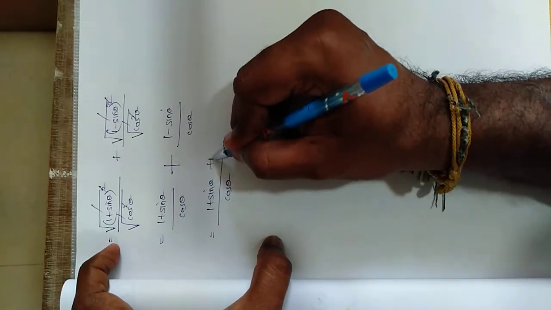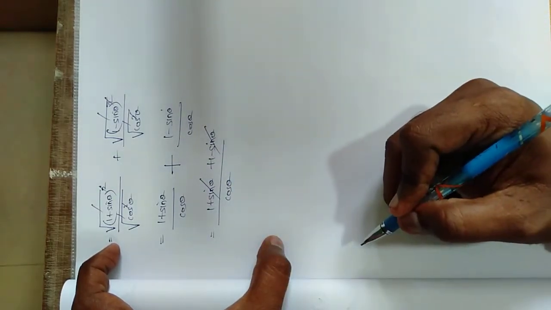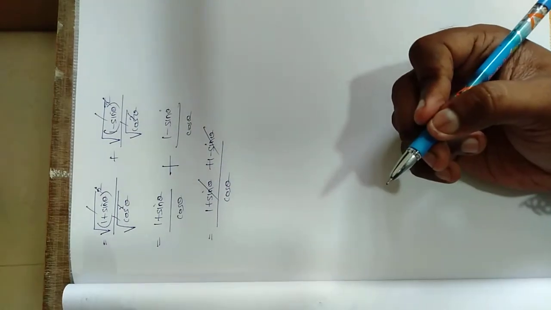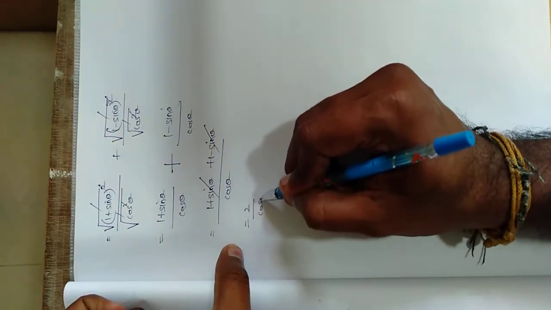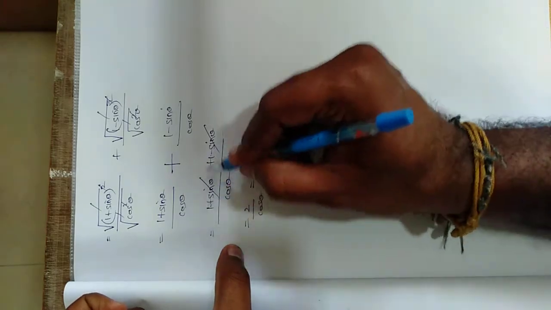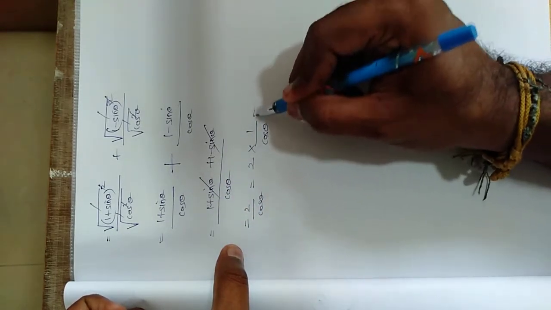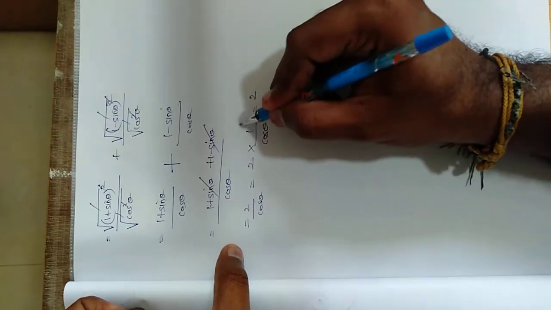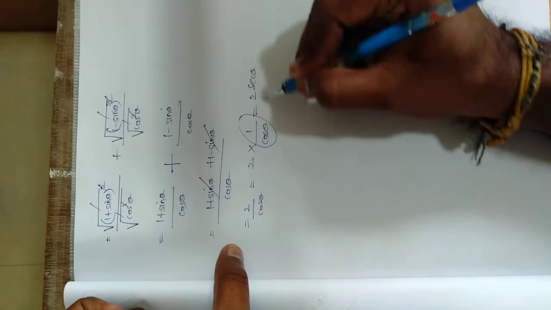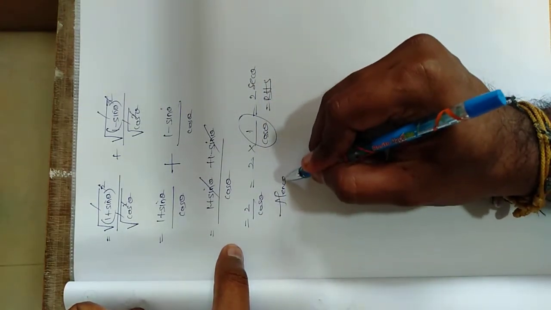1 plus sin theta, 1 minus sin theta: plus sin theta and minus sin theta cancel. So 1 plus 1 is 2, divided by cos theta. I can write 2 into 1 by cos theta. What is 1 by cos theta? It is secant theta. Nothing but the RHS.